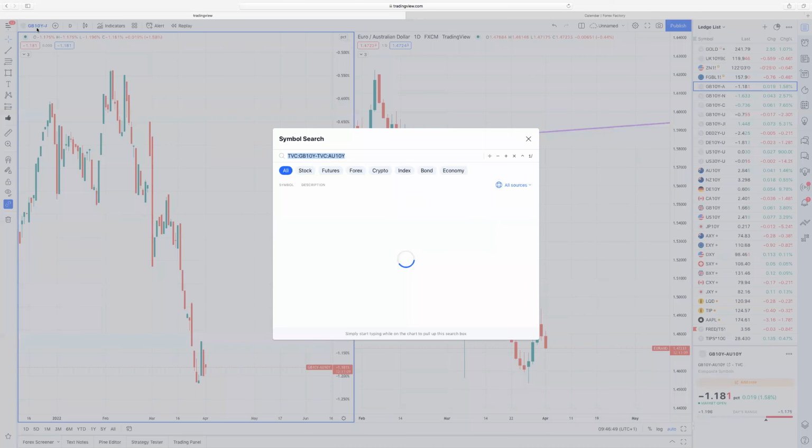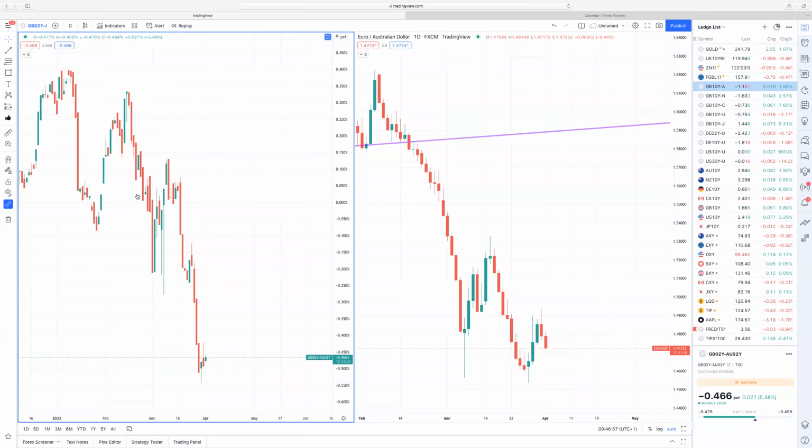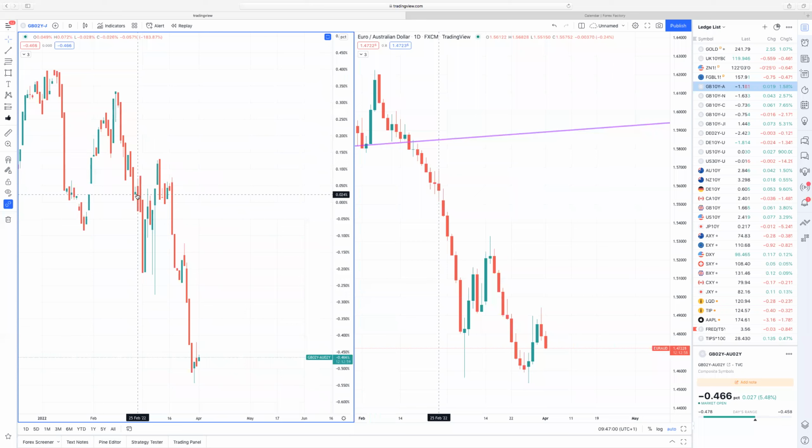If I look at the short-term yield spreads, I think it's firmly in favor of GBP AUD lower. So there's not a lot to hold back these flows.